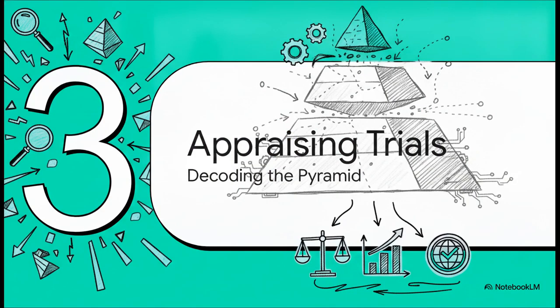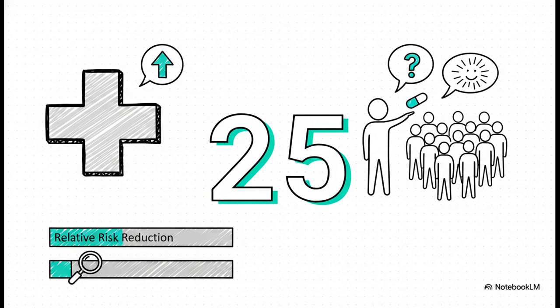Okay, Section 3, Appraising Trials and Tests. This is where we learn to aggressively judge the validity of actual data by decoding the evidence pyramid. Let me share one of the most counterintuitive insights from Lesson 3. A headline might scream that a new drug offers a 40% risk reduction.